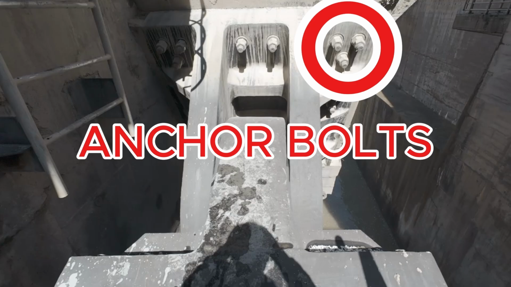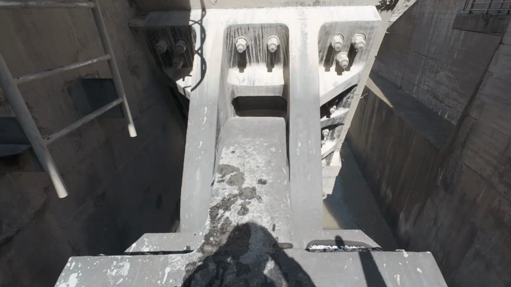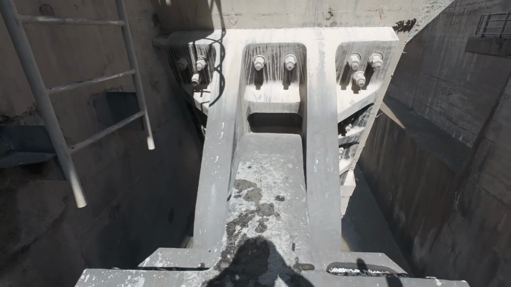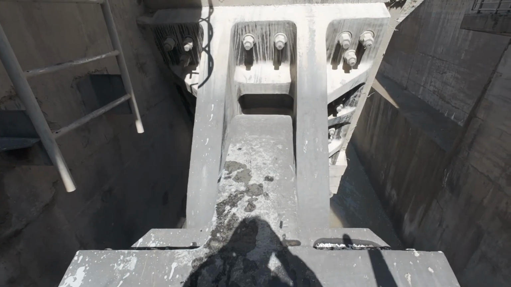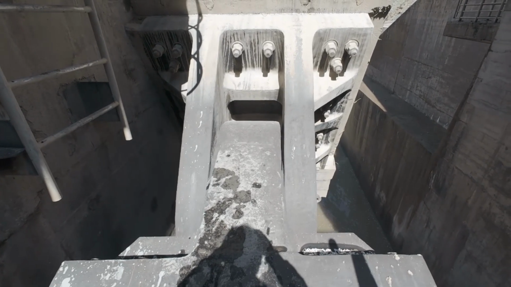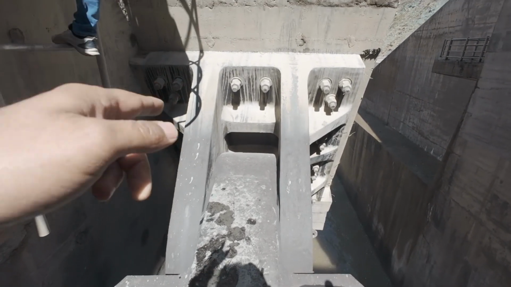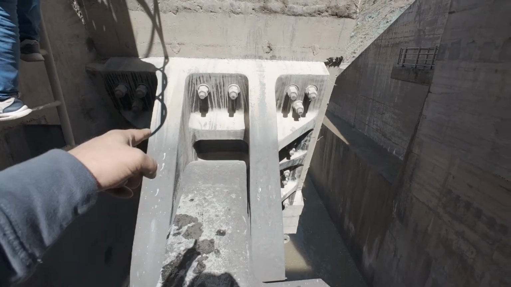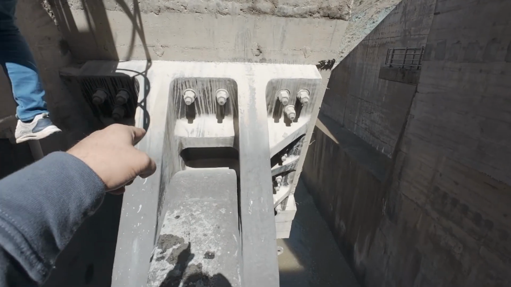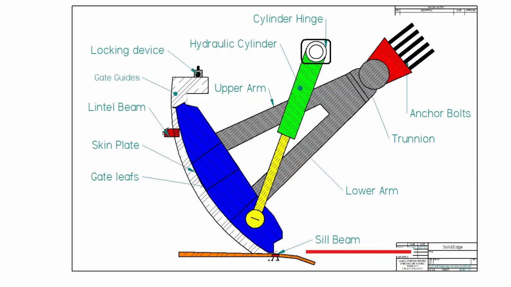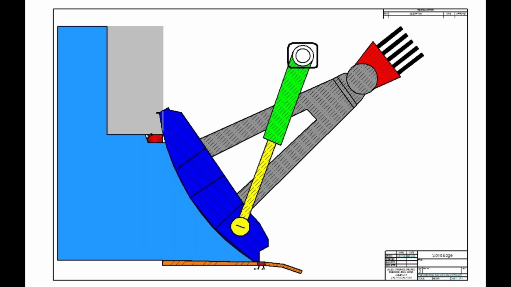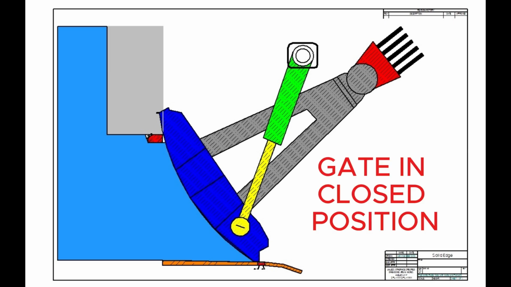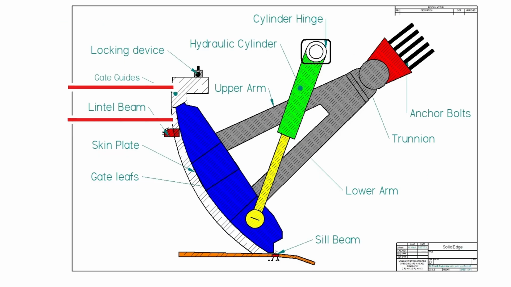5. Anchor bolts. Anchor bolts secure the trunnion to the concrete structure, ensuring the gate remains stable while rotating. Watch the massive anchor bolts embedded in concrete, securing the 440-ton radial gate in place. Just for reference, each trunnion alone weighs nearly 50 tons. 6. Sill beam. The sill beam is the base where the gate rests when closed. It provides a tight seal, preventing water from leaking through.